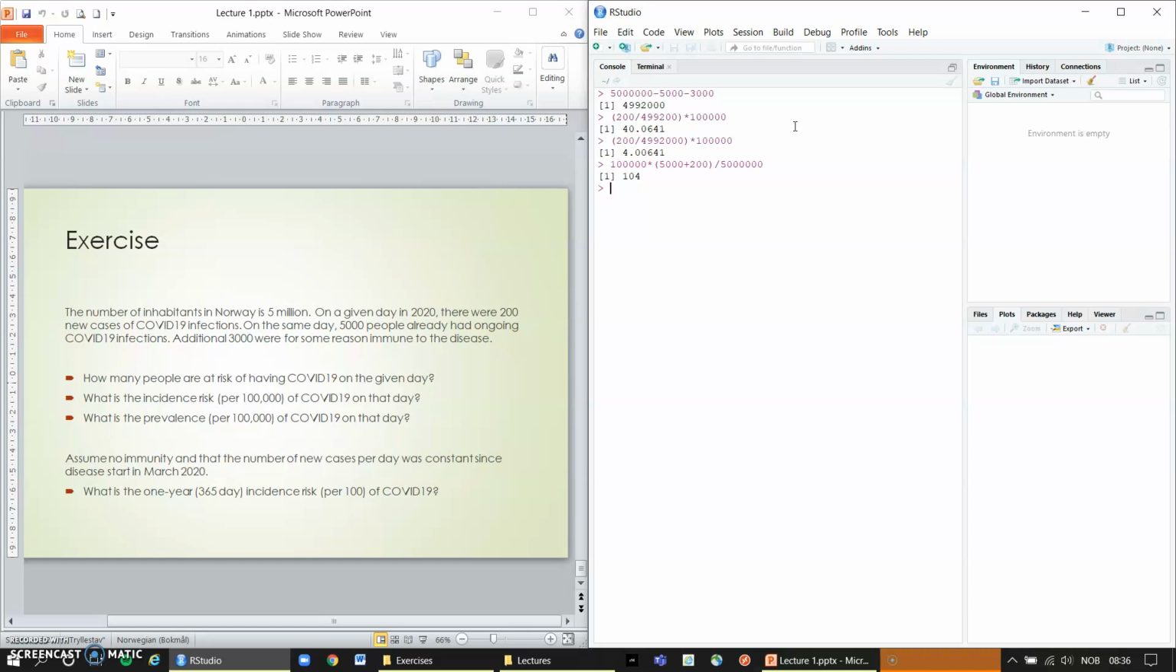Assuming that the number of new cases of 200 is constant each day for 365 days, the incidence of COVID-19 per 100 inhabitants is 200 multiplied by 365 divided by 5 million. And then we need to multiply this by 100 to get the percentage, which is 1.46.